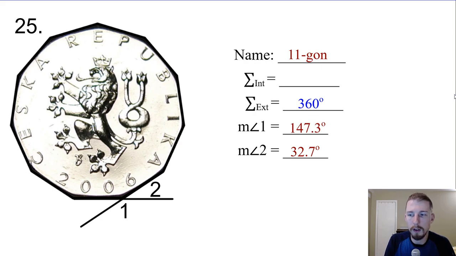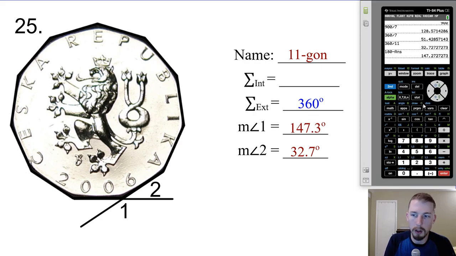Now, we could have found that the traditional way by using our formula. So how many triangles? If we have 11 sides, that's n minus 2. 11 minus 2 is 9. So 9 times 180. That's going to be the sum of the interior angles, which is 1620. And then if I divide that by 11, because there's 11 interior angles altogether, we get the exact same number.